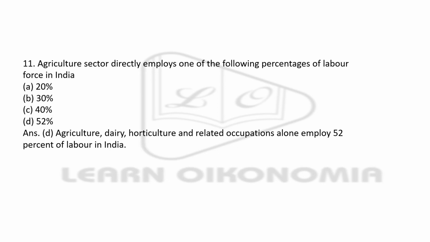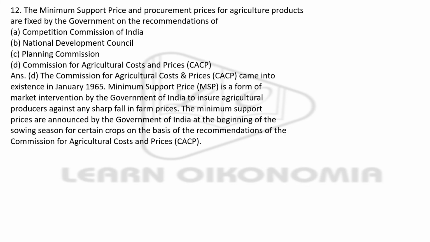Next, agriculture sector directly employs one of the following percentages of labor force in India: 20, 30, 40, 52. Right answer is option D. It is providing 52%. Now this is increasing. A large number of people are employed in agriculture, about 60% of people.